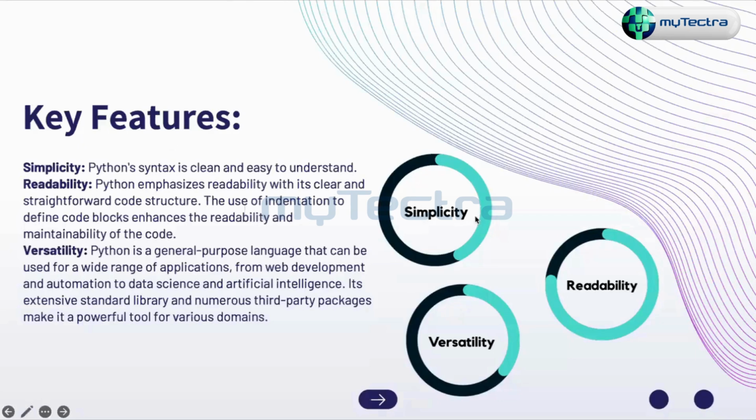So when we come to the key features, the first feature is simplicity. Python is very simple: simple to learn, simple to code, simple to write, and simple to use. There are not many complexities in comparison to other languages in the market. If we talk about C, C++, Java and other languages, a lot of syntax is there.